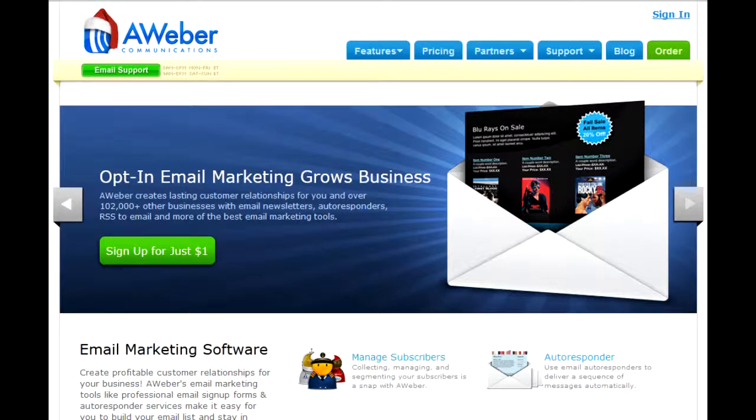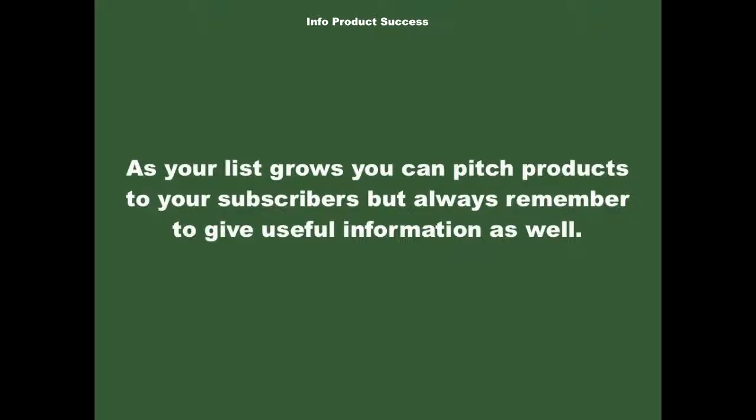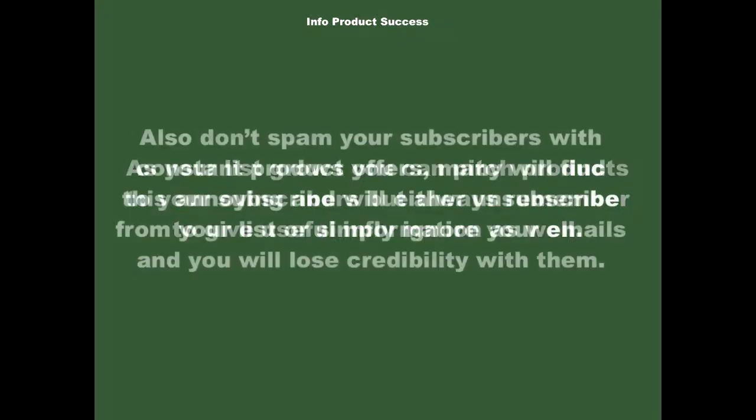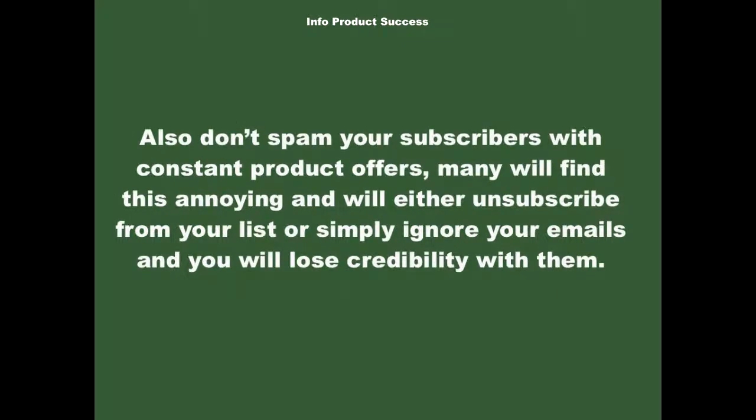With an autoresponder, such as Aweber, you can have a prominently displayed opt-in form where your visitors can sign up for your list in exchange for something like a small free info product or report. As your list grows, you can pitch products to your subscribers, but always remember to give useful information as well. Also, don't spam your subscribers with constant product offers. Many will find this annoying and will either unsubscribe from your list or simply ignore your emails, and you will lose credibility with them.